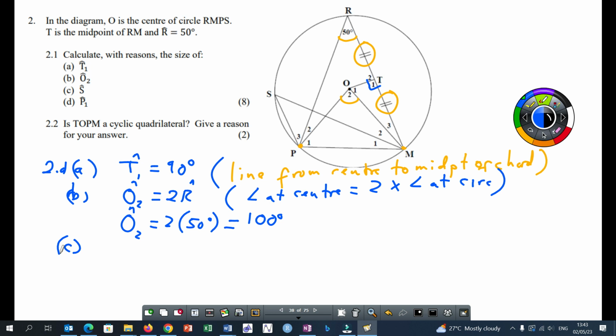Then angle S, this angle here. Again, angle S is an angle at the circumference. It's also subtended by chord PM. And it's in the same segment as angle R. So you can give any one of two reasons, either angles in the same segment or angle at center is 2 times angle at the circumference. So here I'm going to use angles in the same segment.